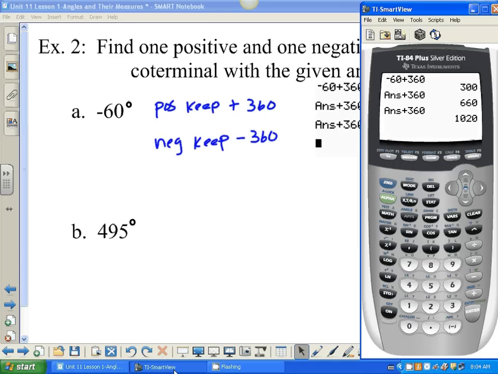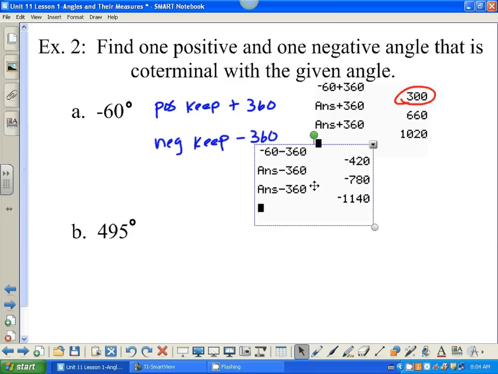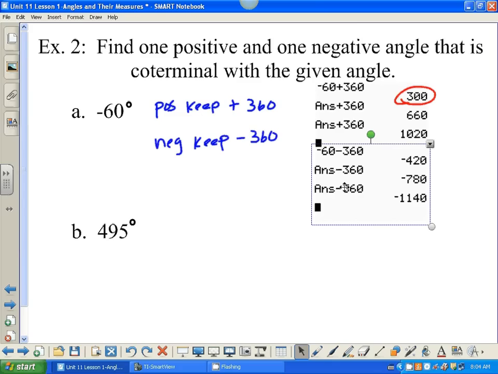When I want to find a negative coterminal angle, I'm going to take the negative 60 degrees and subtract 360. So negative 420 can be an answer. Negative 780 could be an answer. Negative 1140 could be an answer. Again, you don't have to give me all of them. I would have given probably this answer, negative 420, and then moved on with my life. But again, I want you to understand that you can have multiple answers.